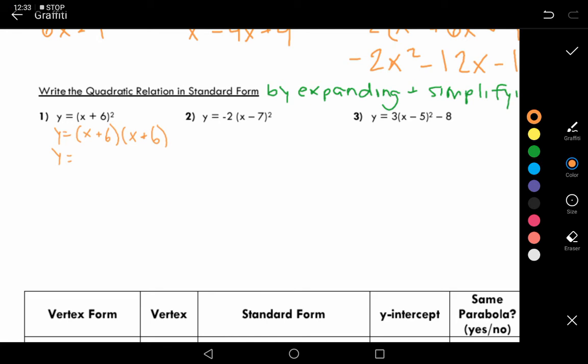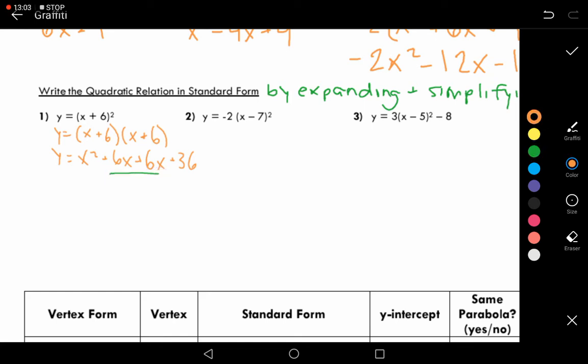Okay, remember FOIL is just the order in which you're multiplying everything together. So F stands for first, so x times x is x squared. O stands for outside, so x times positive 6 is positive 6x. I is inside, so 6 times x is also 6x. And L stands for last, which is 6 times 6, which gives me 36. Okay, so I've expanded using FOIL. Now I need to simplify, which just means collect my like terms.